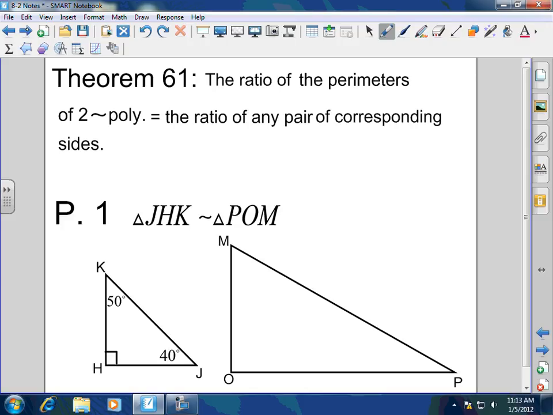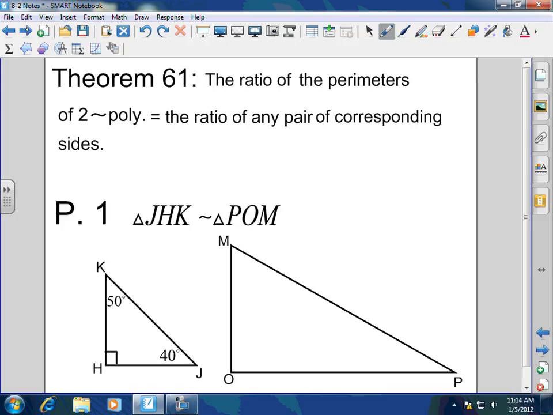Let's put this all together now. Theorem 61 says that the ratio of the perimeters of two polygons equals the ratio of any pair of corresponding sides. Think about it. If you've got a triangle that's, let's just say, a 3, 4, 5, and you've got a triangle that's a 6, 8, 10, the perimeter of the 3, 4, 5 would be 12. The perimeter of the 6, 8, 10 would be 24.